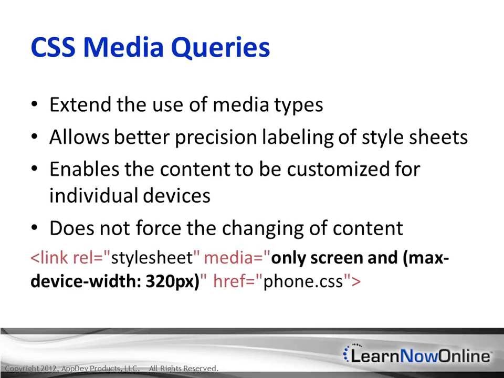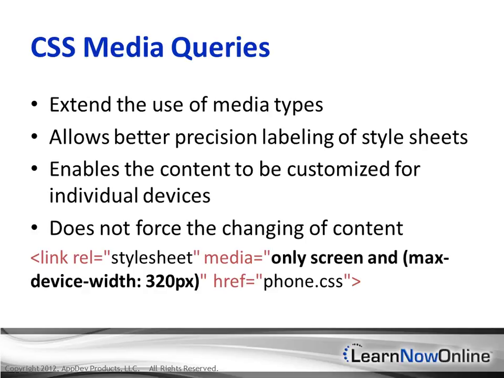Here's an example. Here we are linking in a style sheet and using the media property of it, saying only screen is what we're worried about, and the max device width of 320 pixels to get this particular CSS class of phone CSS. What this means is that only screens that have a width of less than 320 pixels do we want to use the CSS class. Otherwise, it will ignore it and move on.